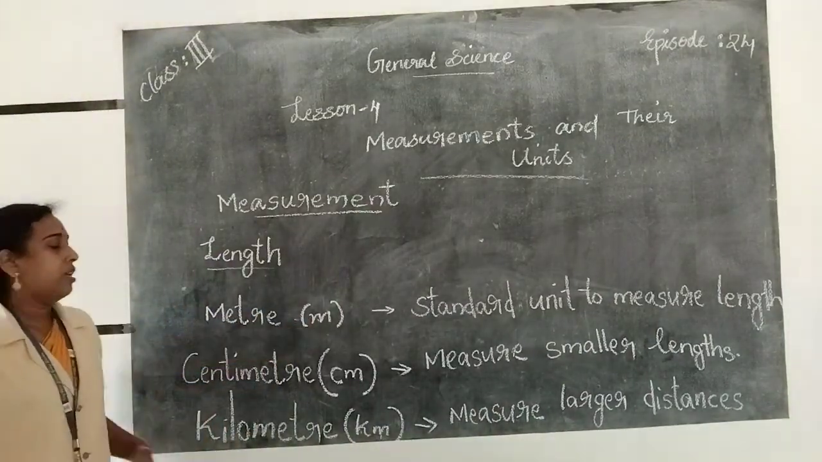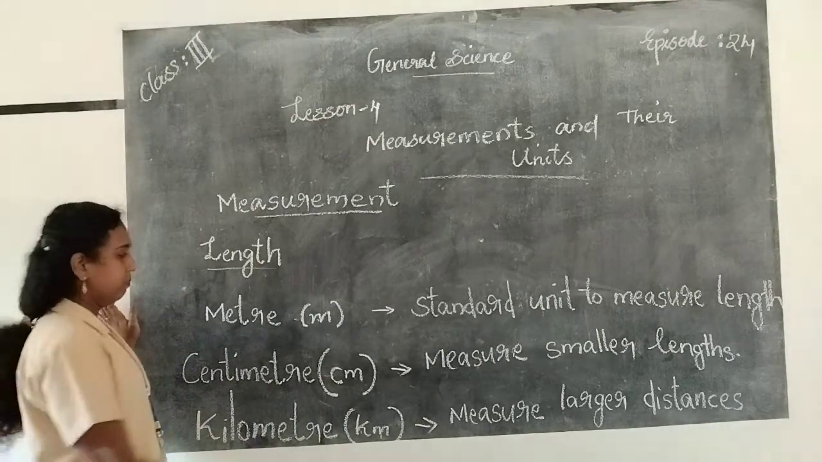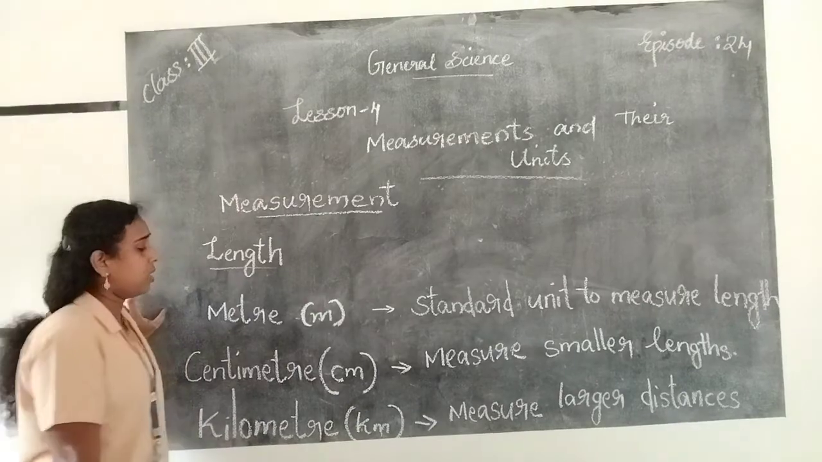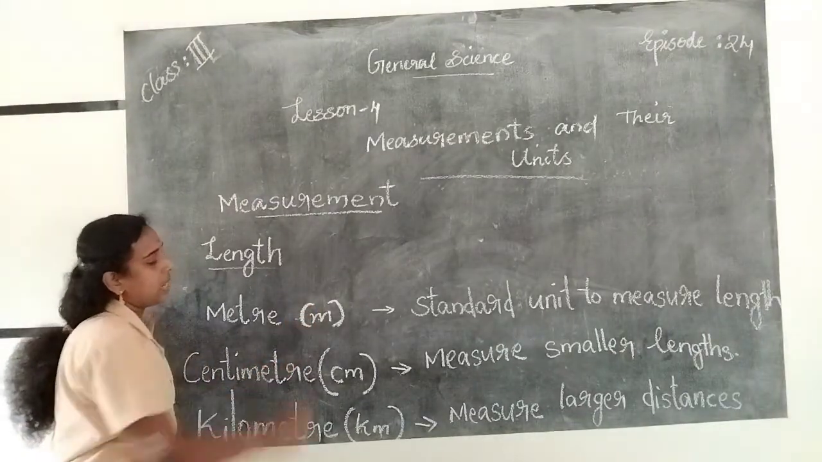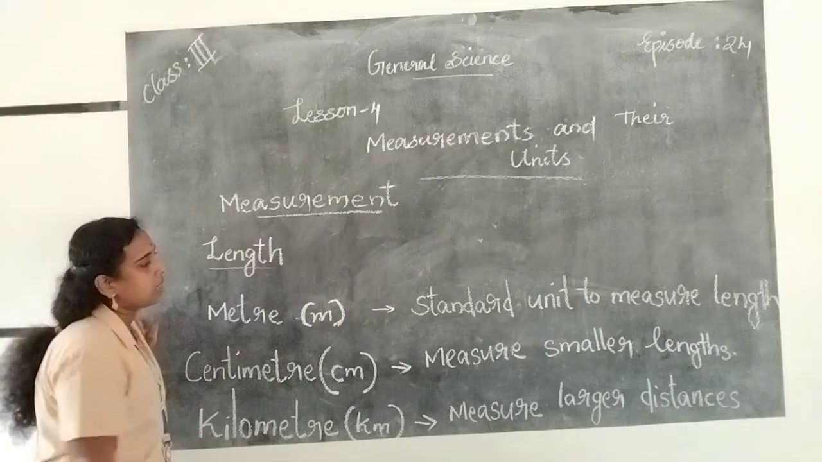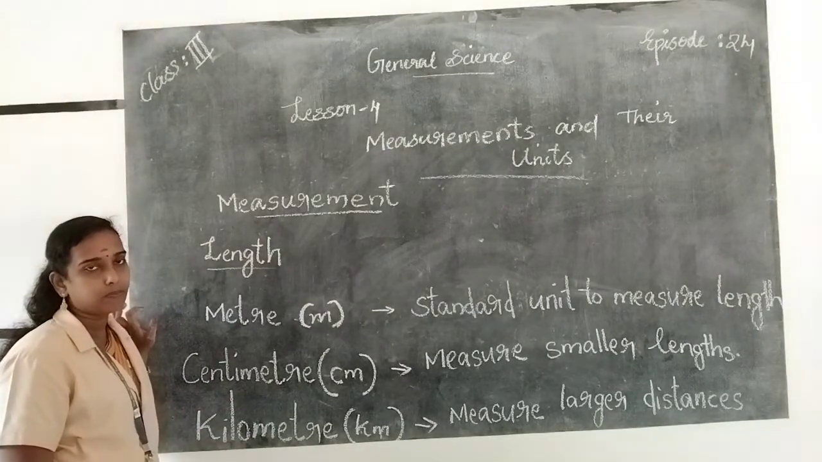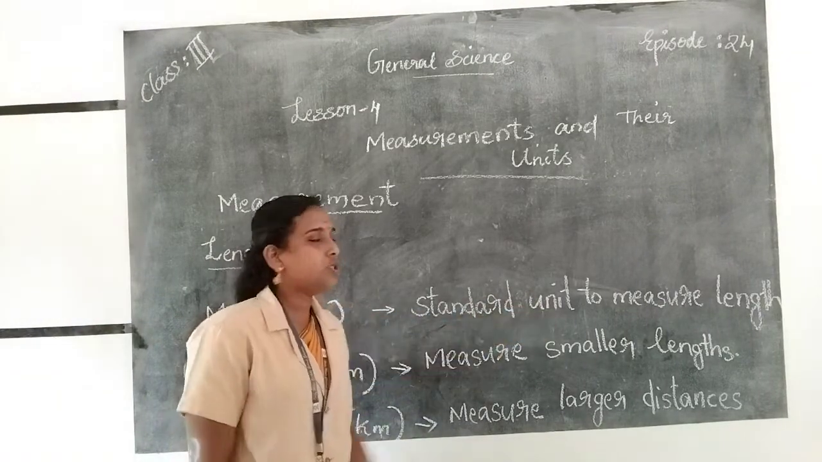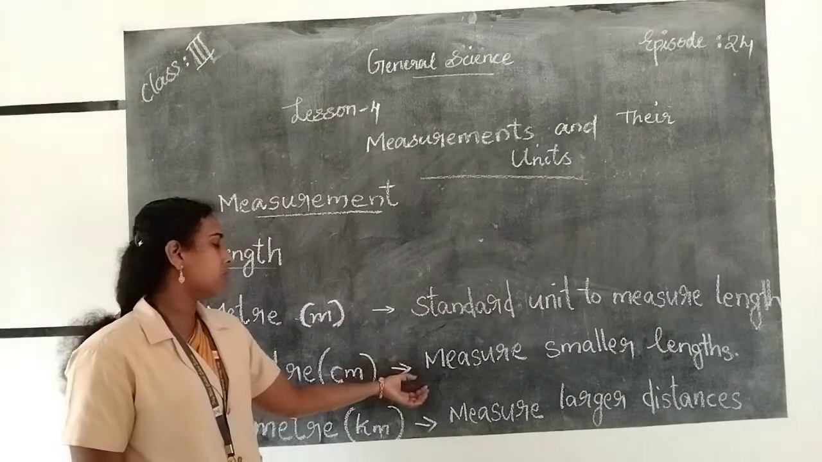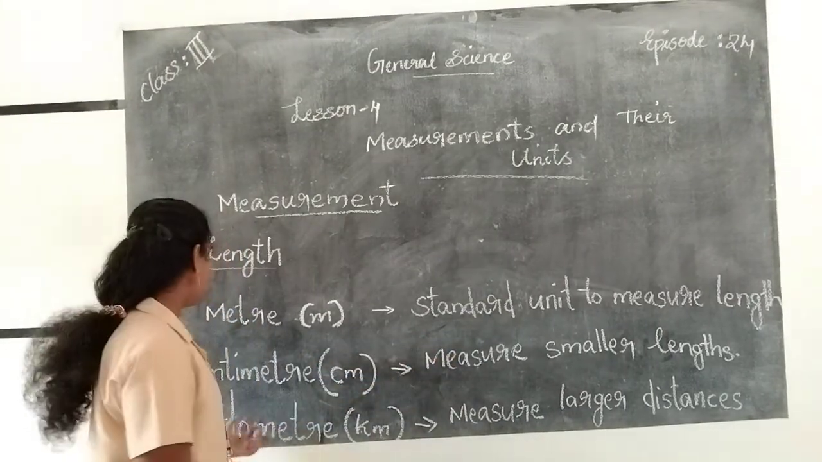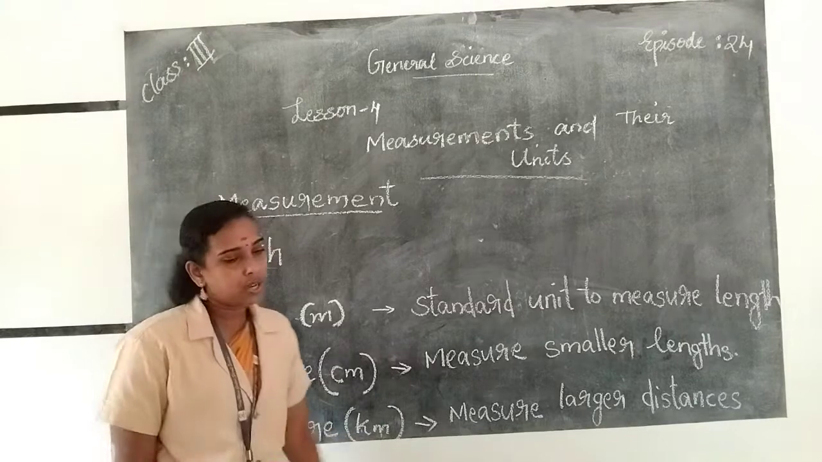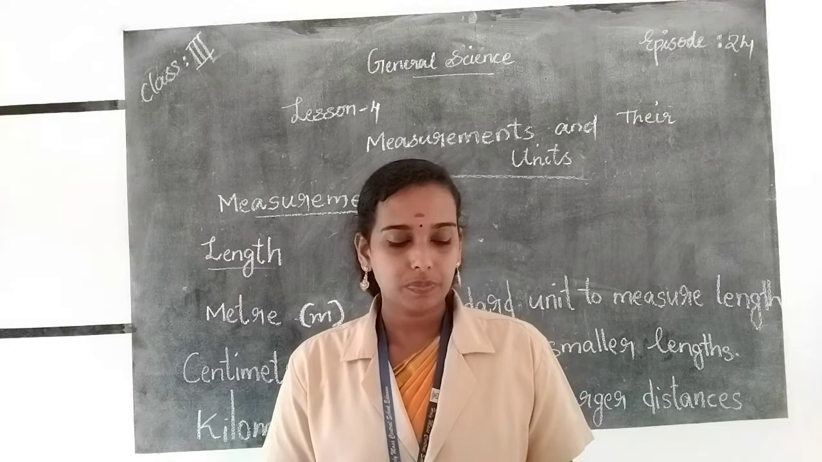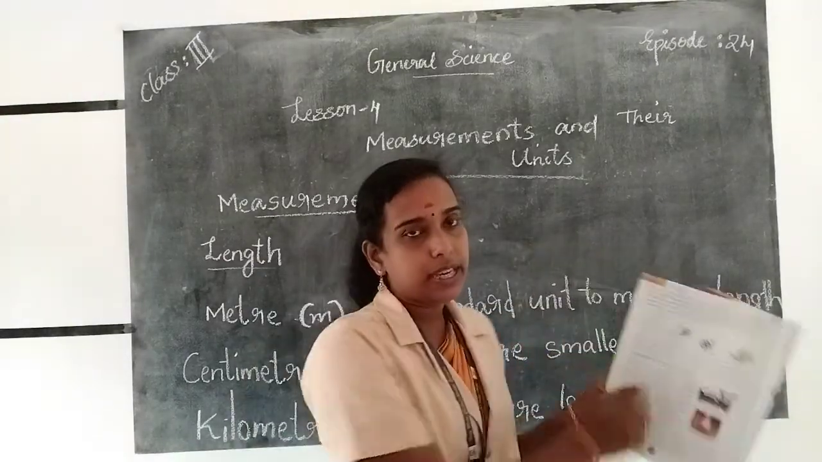So here we denote meter using the letter m, and cm for centimeter and km for kilometer. Do you understand? So meter is the standard unit to measure length, and centimeter is used to measure smaller lengths. Kilometer is used to measure larger distances. So take your textbook and here is the portion. Look at your textbook.